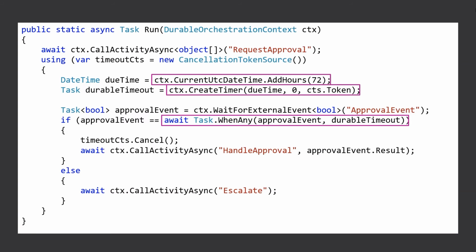But we're going to say, from now, I want you to add 72 hours because we're going to give Bob only 72 hours to respond. We're going to create a durable timeout here, which would create a timer that will basically say, I want you to expire in 72 hours. And then finally, we're going to have the approval event. This approval event is what happens if Bob clicked on a link. And we're going to wait for this.